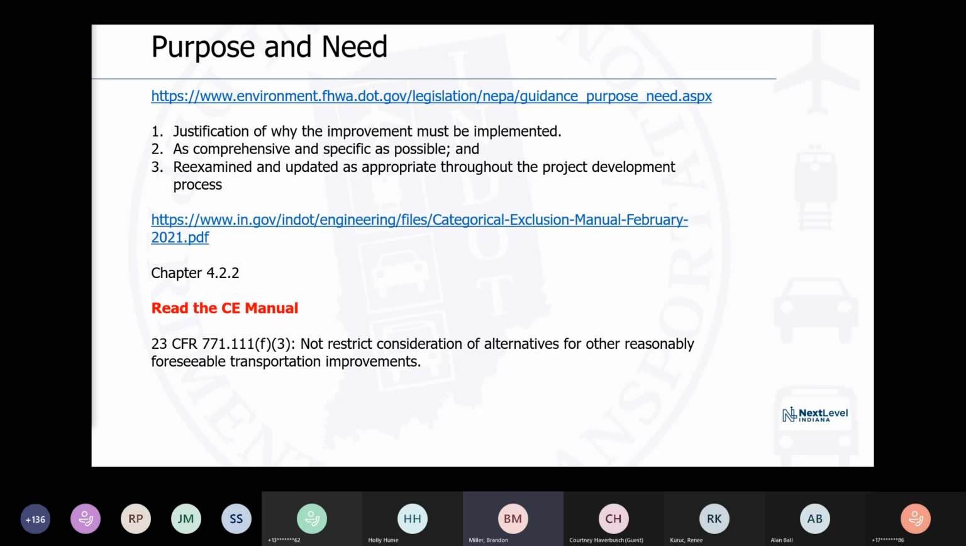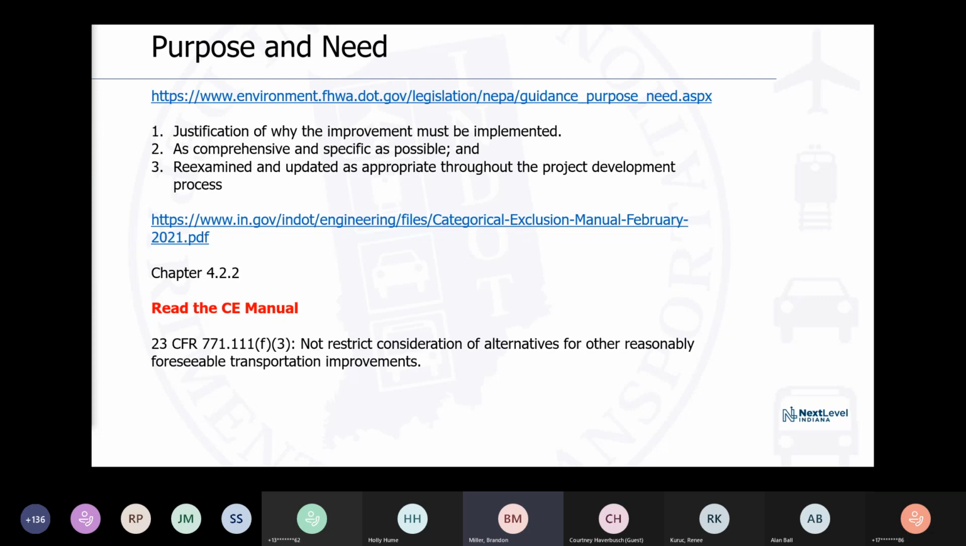And the final thing I wanted to point out was 23 CFR 771.11(f)(3). Just be aware, one of the biggest things that we think about when we are reviewing documents is that the purpose and need does not unnecessarily restrict the consideration of alternatives for other reasonably foreseeable transportation improvements. It's a very, very important thing. You cannot just have a solution in the purpose and need.